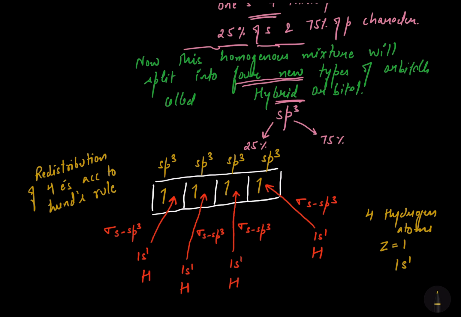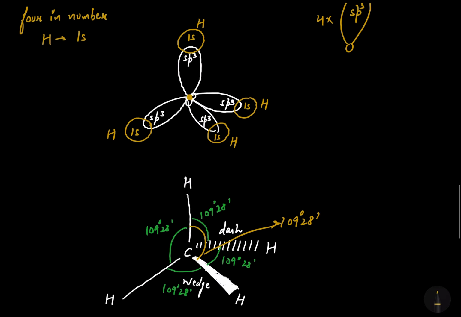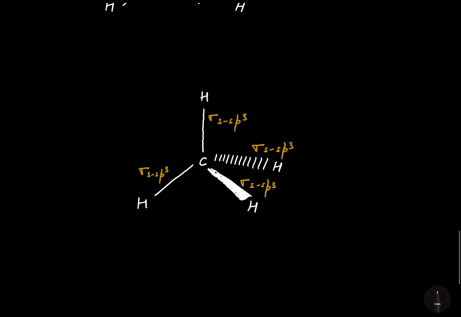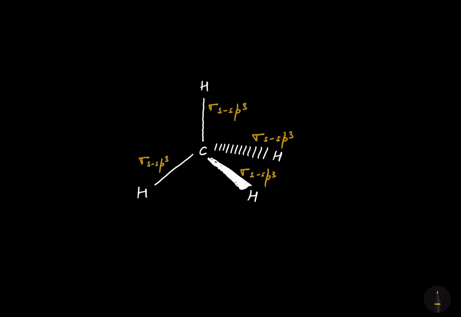That means 4 sp3 atomic orbitals have been formed in the carbon, to which the 1s orbitals of hydrogens have overlapped to form the sigma bond of type sigma s-sp3. Now all the 4 bonds are of the same type, that's sigma s-sp3. That's why they are of equal strength.